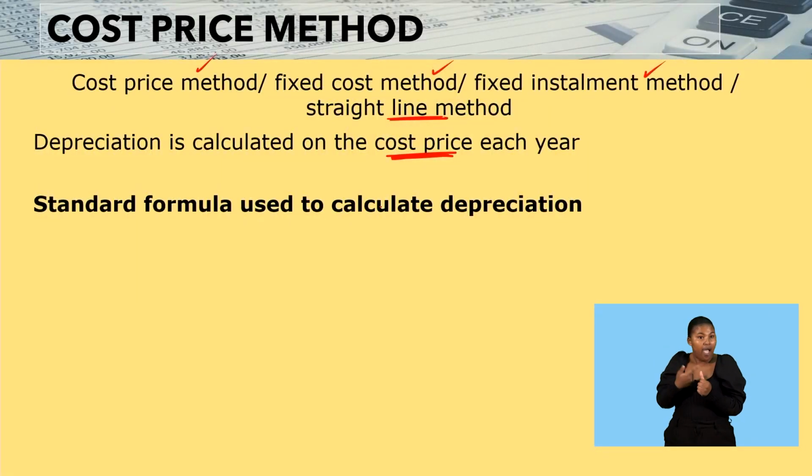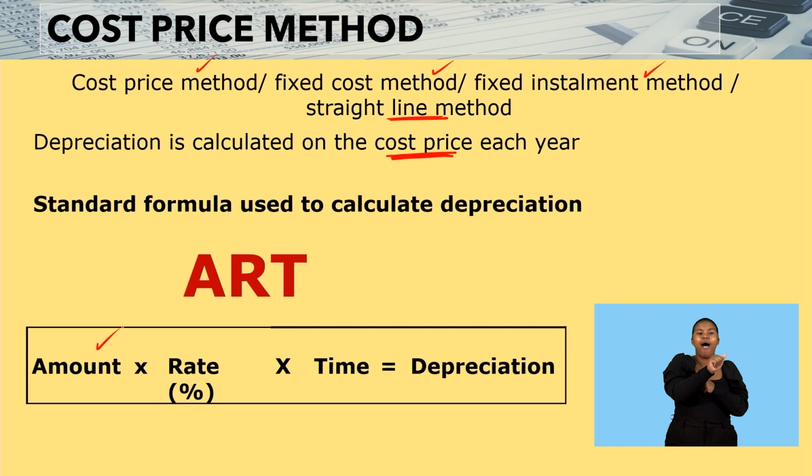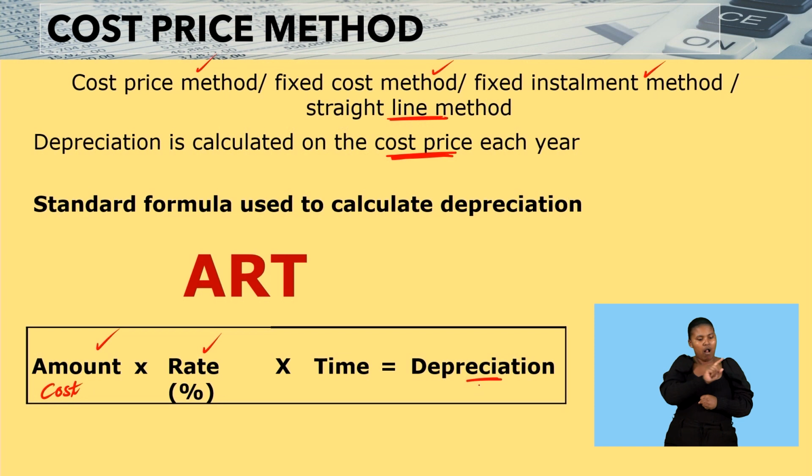The standard formula used to calculate depreciation is the ART, A-R-T. This is an abbreviation. A-R-T stands for the amount, which in this case is the cost, times the rate. You'll be given a rate of depreciation. It can be 10%, 15%, or 20%, depending on the question. And then the time: how many months did we have it in the financial year? That would then give you the depreciation amount.